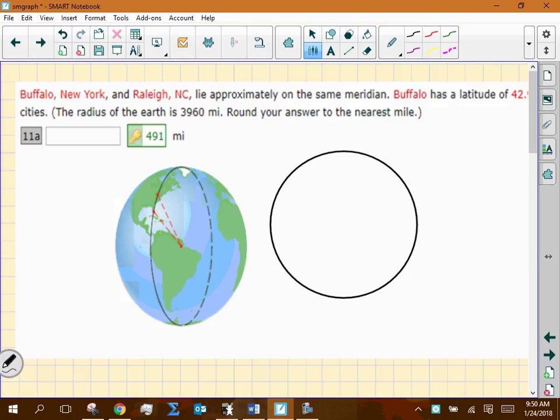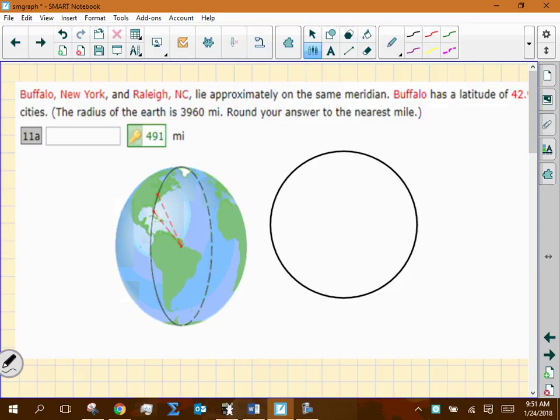Which means it's the biggest circle that you could get as a cross section out of the Earth, right? It's like the equator. When we talk about latitudes, the equator is the only one that we talk about as being a great circle. But every meridian, every one that goes from the North to the South Pole, is a great circle.